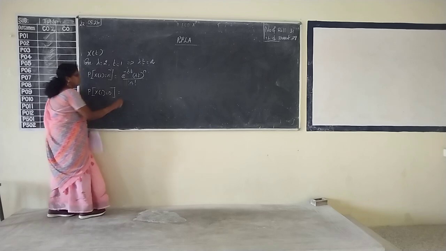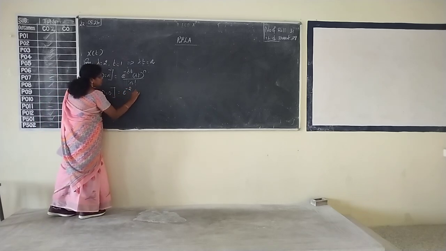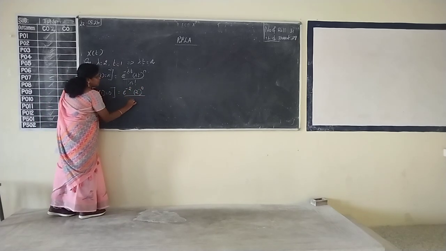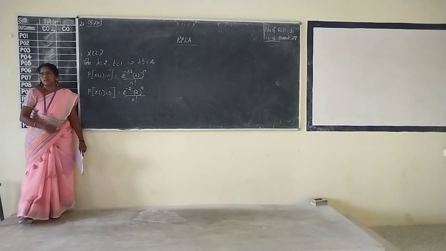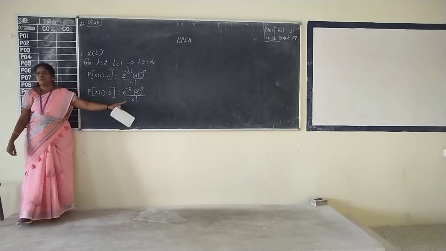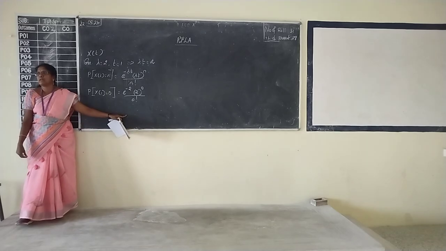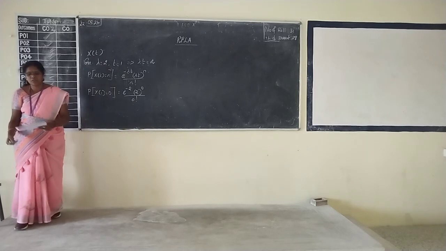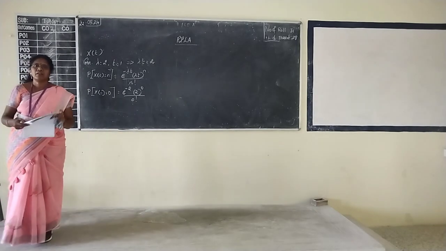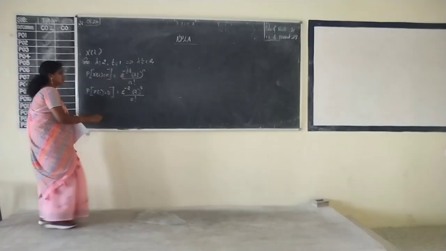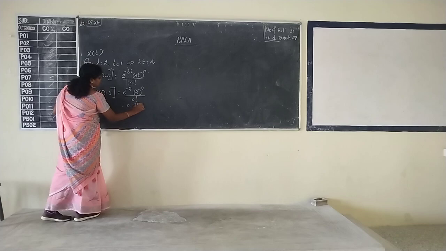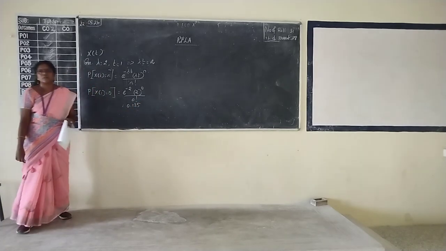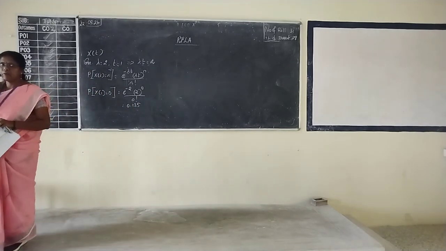Now substitute everything. e power minus 2, 2 power 0 by 0 factorial. What is anything to the power of 0? 1. What is 0 factorial? 1. Find e power minus 2 in your calculator. 0.1. Is anyone still without a calculator?